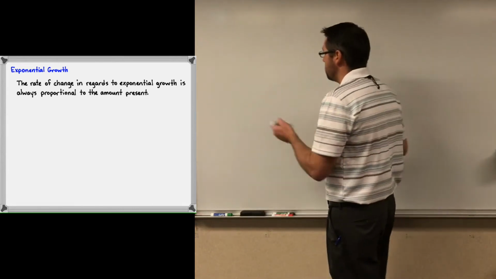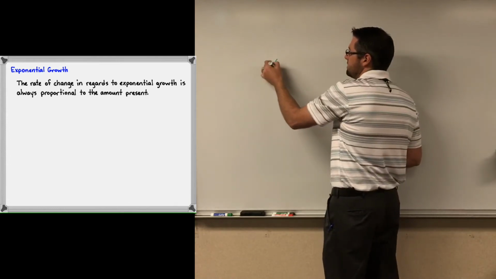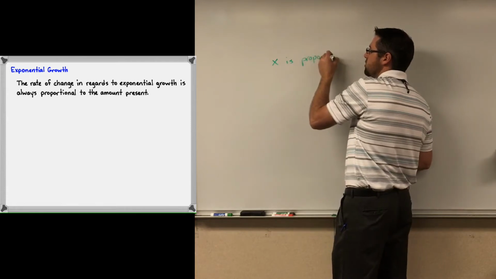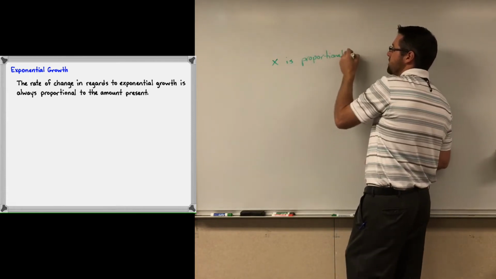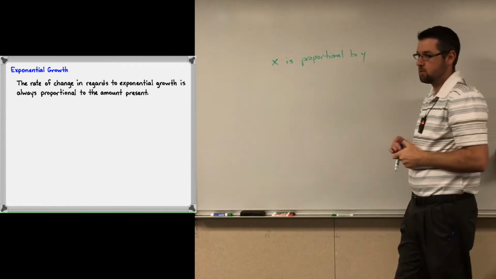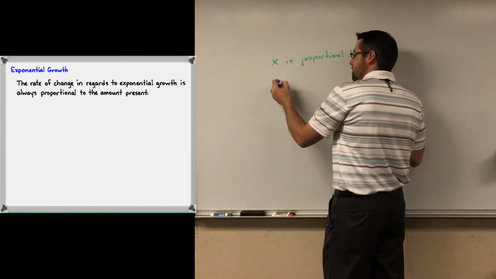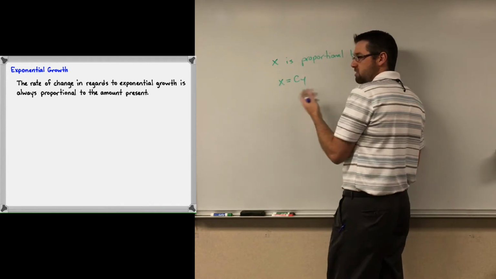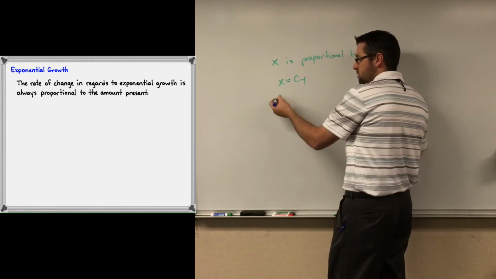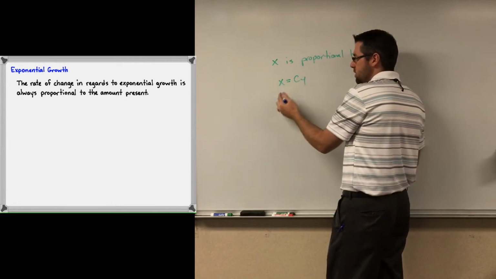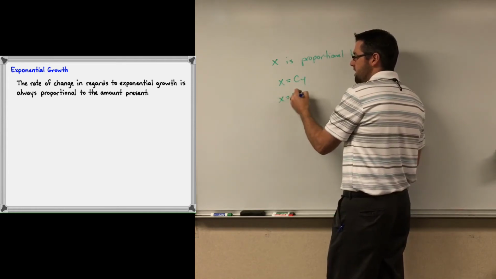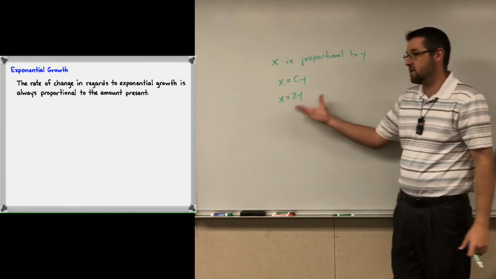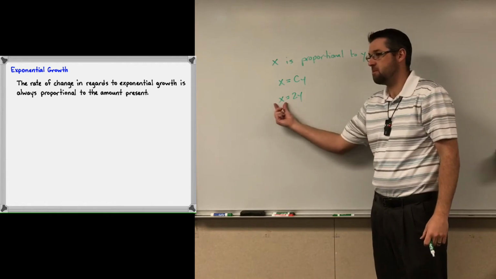if I say something is proportional to something else, so if x is proportional to y, what's an equation that will relate these two values? You could say x equals cy, constant times y. So if I plug in x equals 2y, that would mean that x is twice as big as y, right? So this is causing this value to be bigger, right?